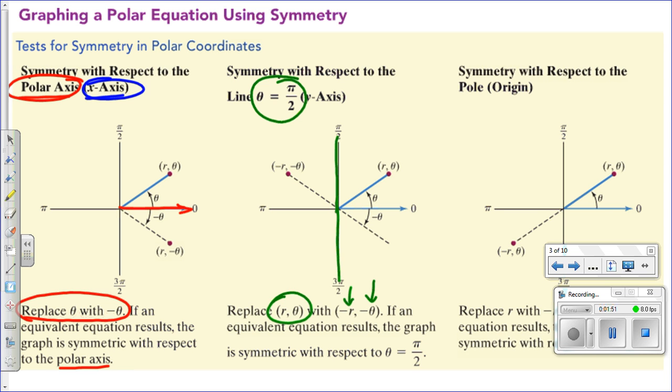And yesterday or the other day when I was going over the notes, it took me a few seconds to understand why you have to replace both with a negative. Can you guys tell me why? Any of you? It kind of looks like it, right? But it's on the second quadrant. So when we make the r negative, what happens? It sends the point to where? Yeah. The other side, right?